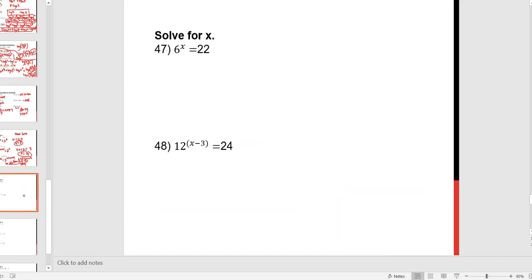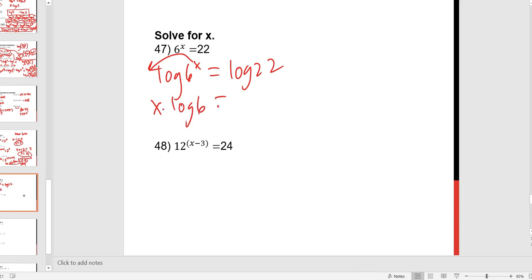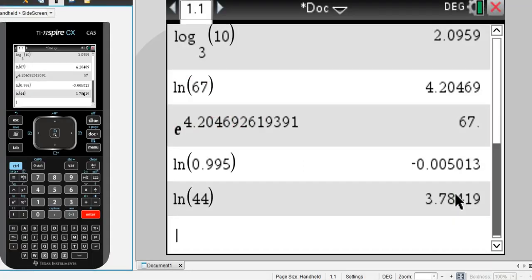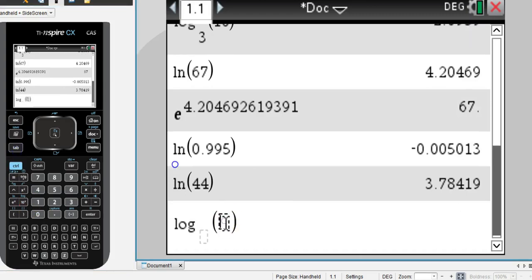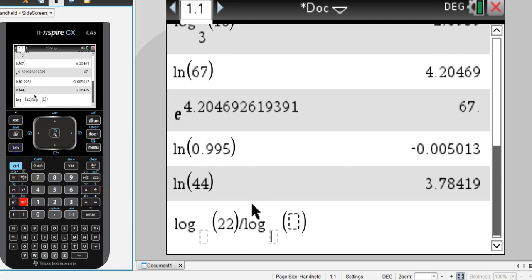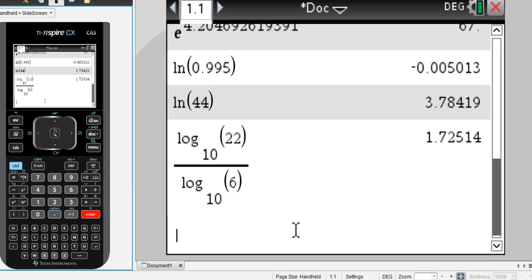Six to the x equals 22. Well, to undo that exponent, we log both sides. Remember, the idea of expanding is now that x can come to the front. So I have x times log of 6 is equal to log of 22. Divide both sides by log of 6. Log of 22 divided by log of 6. About 1.725.